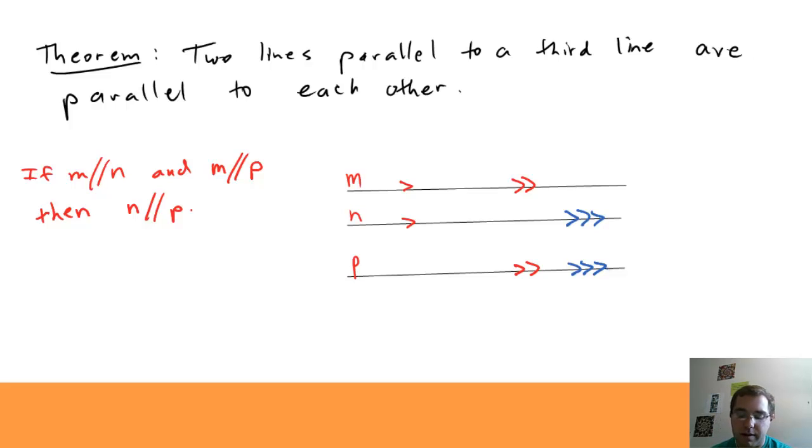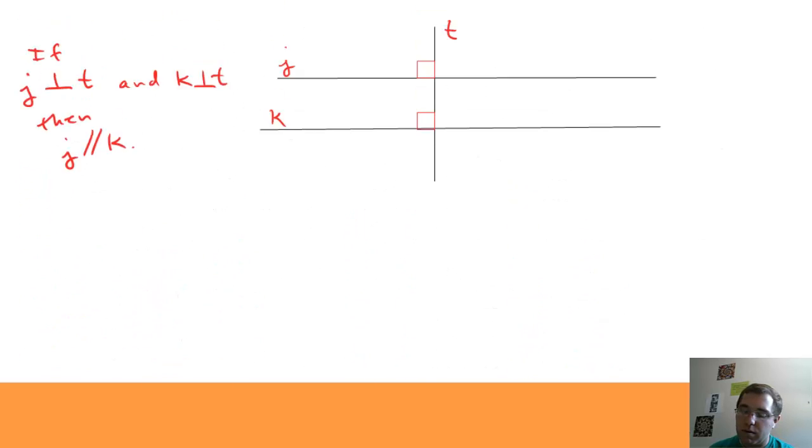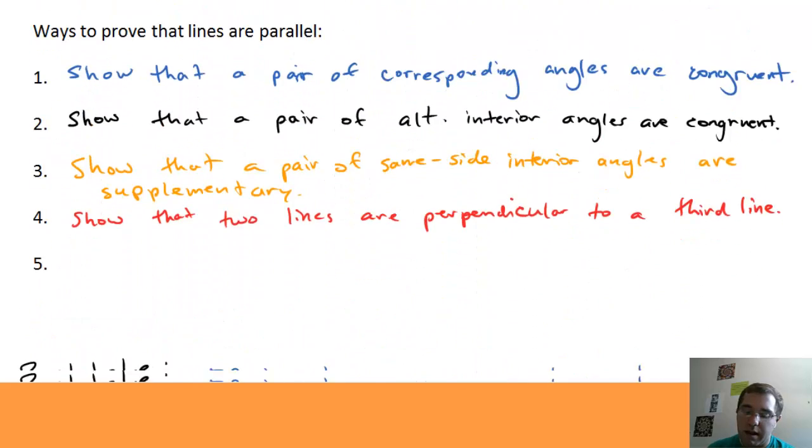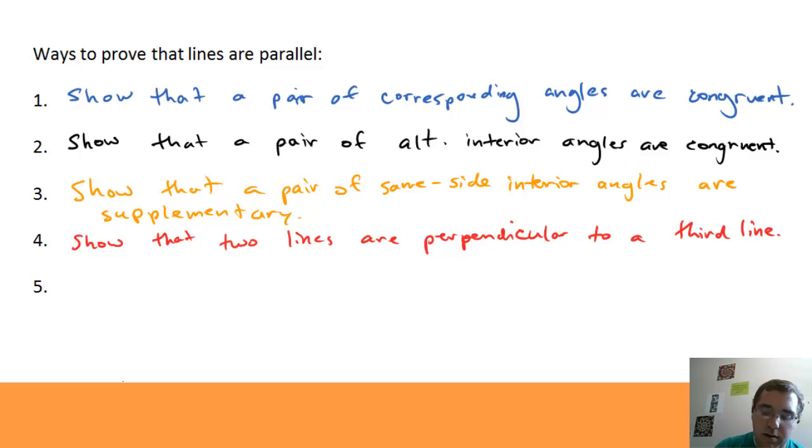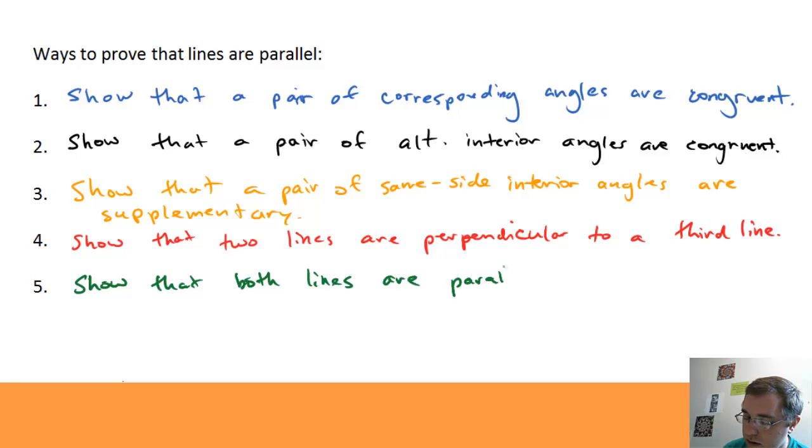If M is parallel to N and M is parallel to P, then N and P must be parallel to each other. That is our last way to prove that lines are parallel. Show that both lines are parallel to a third line. That completes our list of 5 ways to prove that lines are parallel.